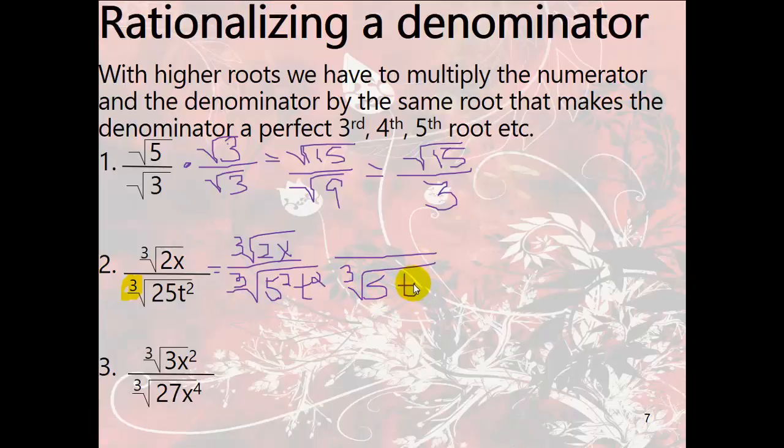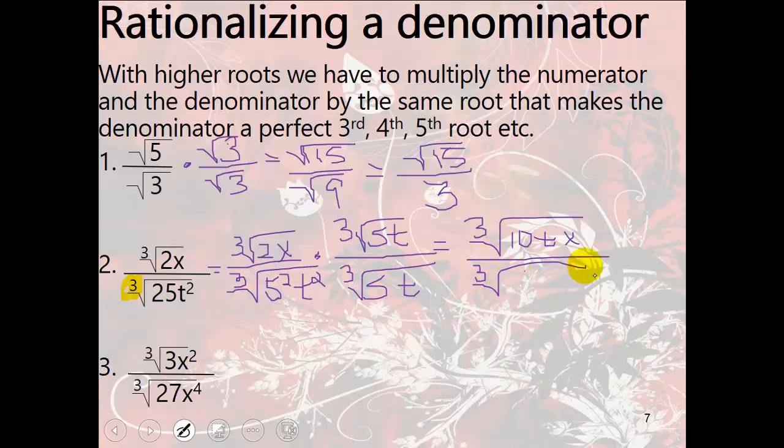Whatever I do to the denominator, I must do to the numerator. So I'm going to get the cube root of 2 times 5, which is 10, tx, I just put them in alphabetical order. And then this becomes the cube root of 5 cubed t cubed. Now both of these are perfect cubes. So I'm going to get the cube root of 10tx over 5t, and I'm done.